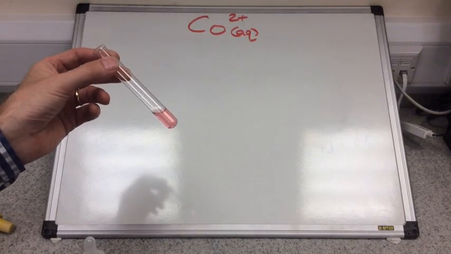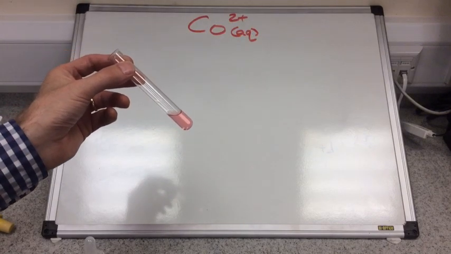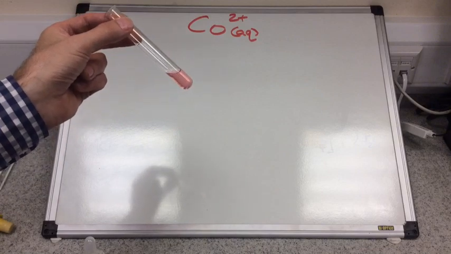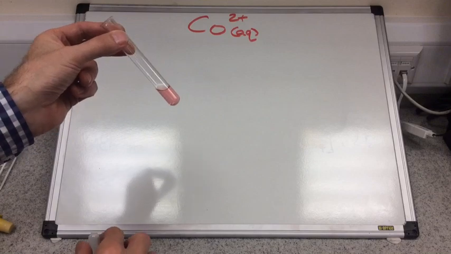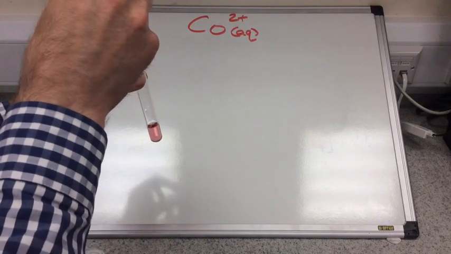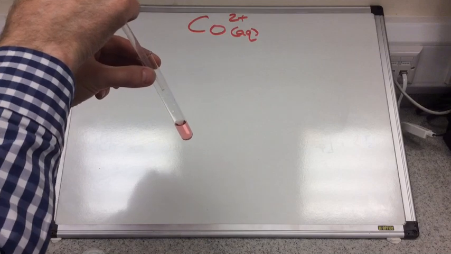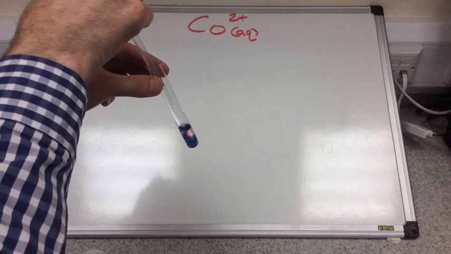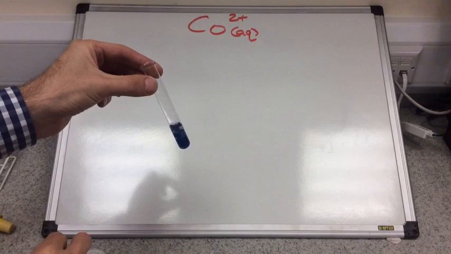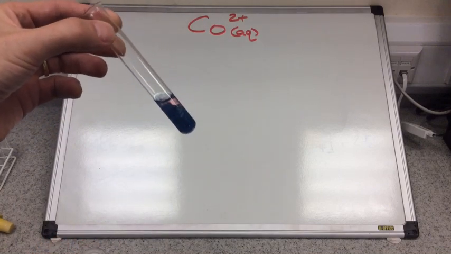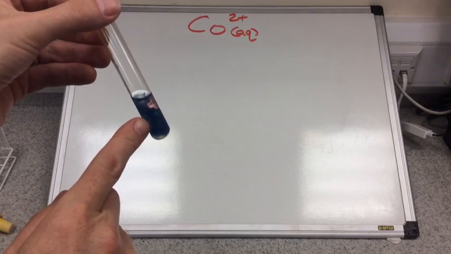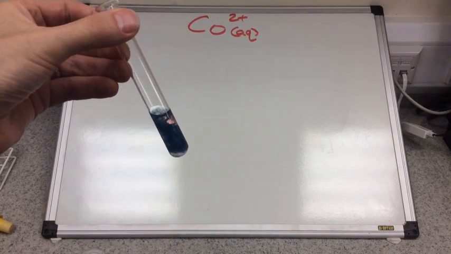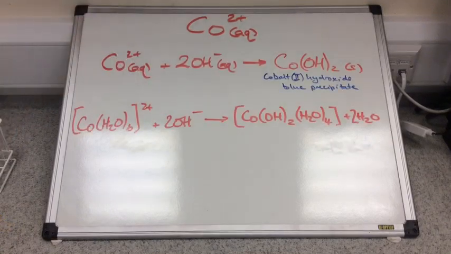If we look at the precipitation reaction for aqueous cobalt 2 plus ions now, I've got this pink solution in the test tube. These are the aqueous cobalt 2 plus ions. I'm going to do exactly the same. I'm going to add some hydroxide ions from this pipette and we'll have a look at the result. You can see it's changed colour, and I'm not sure how well the camera's picking that up, but it's blue. So we've got a blue precipitate in the test tube. And there are the two equations written up there.